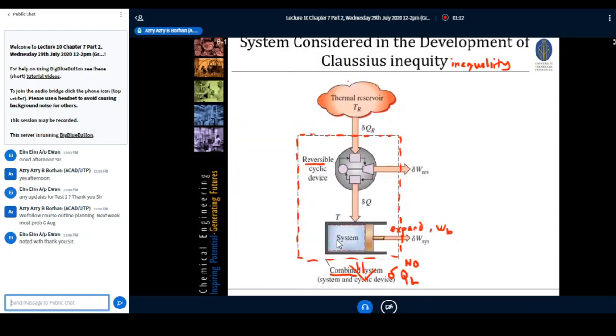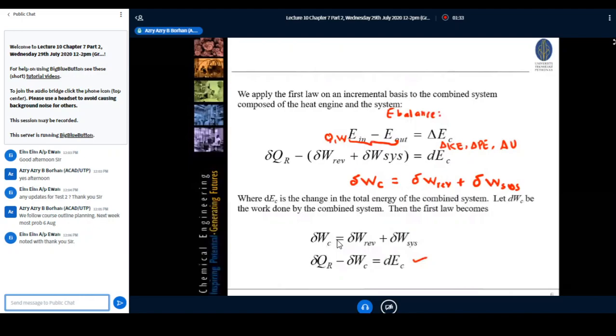So from the Clausius inequality, we have considered two combined cycles, which is made up of one reversible cycle device and also the system, with the expansion of a gas inside the system. By performing the necessary energy balance, we have come out with this particular equation of delta QR minus delta W combined system, which is made up of the system itself plus the reversible equivalent, and the delta change in total energy of the system.